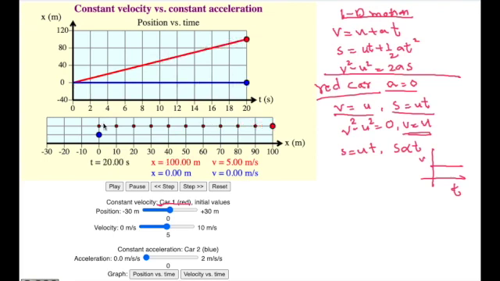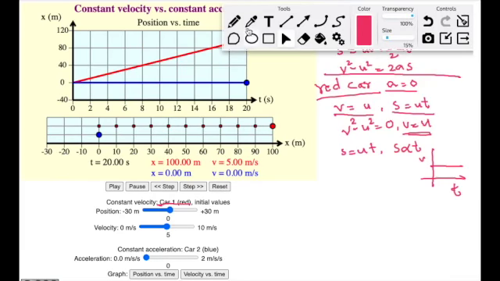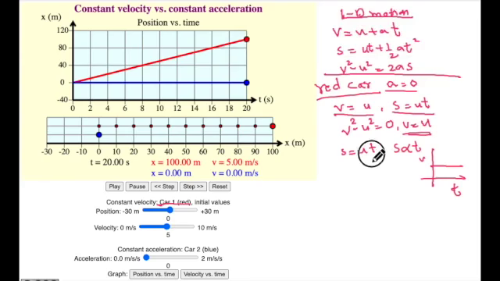Since it is covering equal distances in equal intervals of time, the position versus time graph is a straight line. See here, as we also know, s is directly proportional to t. So if you plot s versus t, it is a straight line passing through the origin.